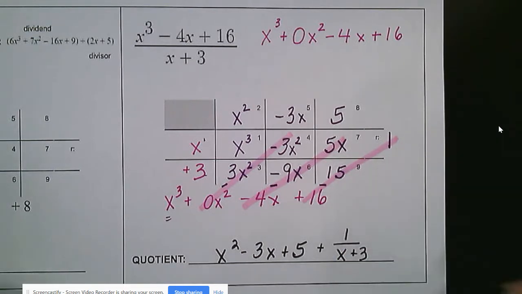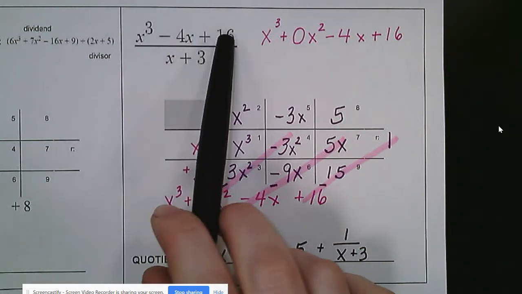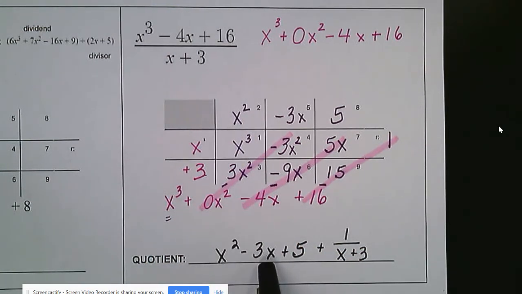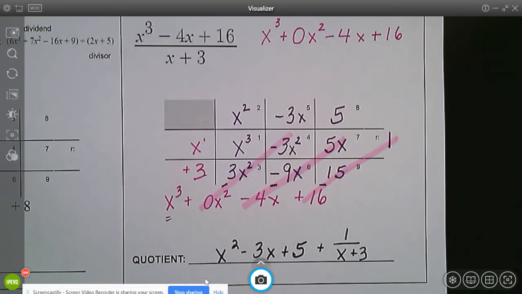So that is our quotient. When we divided this dividend by this divisor, we got this answer, which happens to be called a quotient. And that's how you divide polynomials with a missing term.